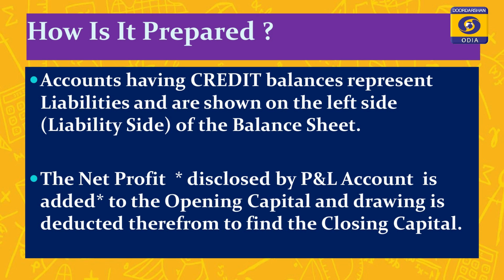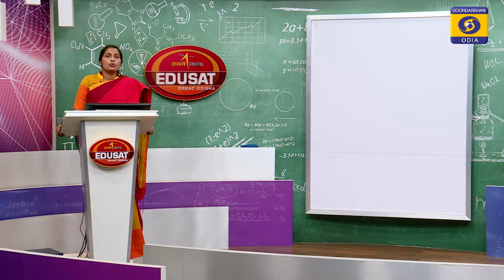Now if we take how the capital, which is also a part of the balance sheet, how the value in that is disclosed. The net profit which is disclosed by the profit and loss account, that is added to the opening capital, and the drawings. Now children, I would like to speak about the drawings, which is showing a debit balance in the trial balance, that will be deducted therefrom to find out the closing capital. That means first to the capital we will add the net profit, and then from the total we are going to deduct the drawings.